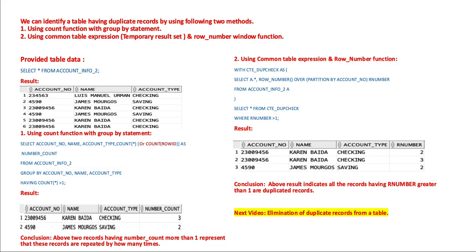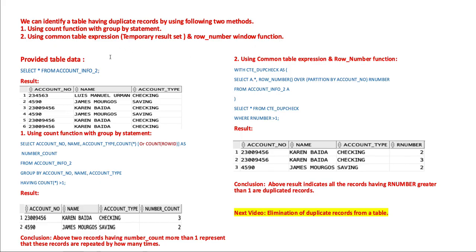We can identify a table having duplicate records by using the following two methods. There may be a number of ways to identify duplicate records present in a table, but I am going to explain here the two frequently used methods. First one is using the count function with a group by statement, and second one is using a common table expression, which is also called a temporary result set, and the row number window function.